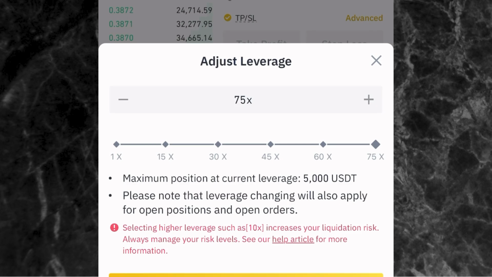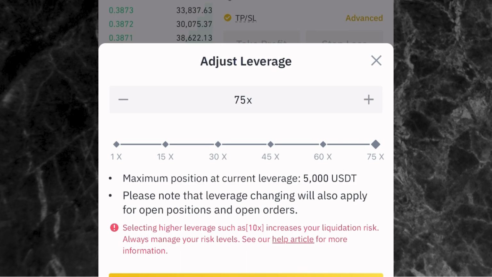If you're using 20x leverage and then BTC moves up by 1%, you're going to make 20% profit. If you are using 50x leverage and BTC just moves up by 1%, you're going to be making 50% profit. So you can see the reason why leverage can allow you to make more money, and not just more money, it allows you to make more money very fast.